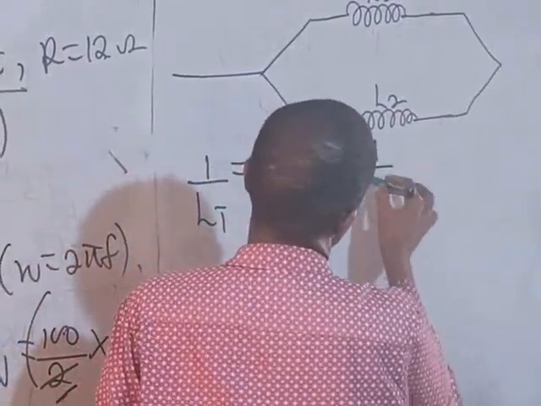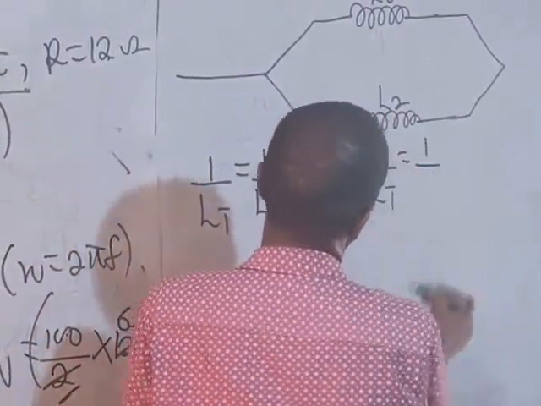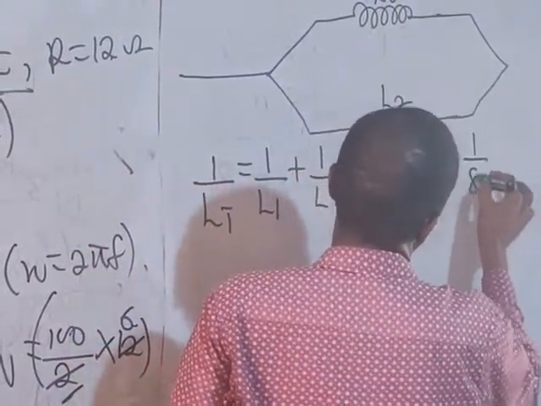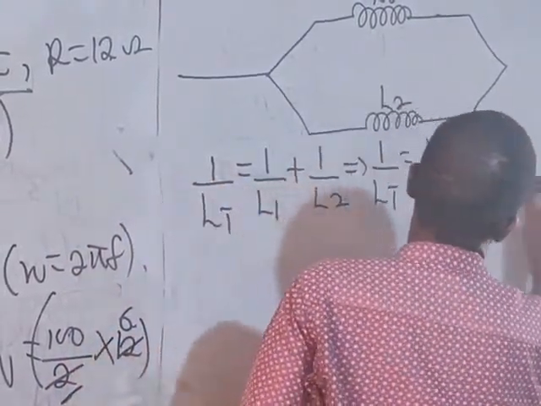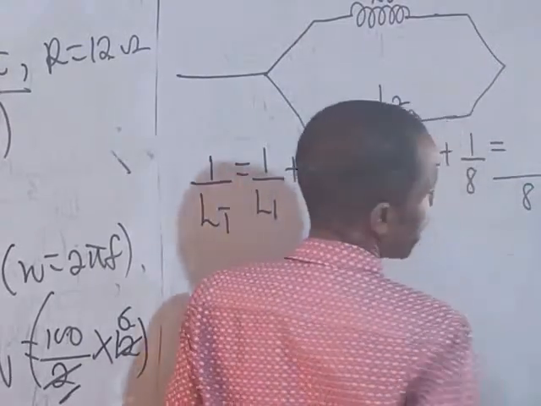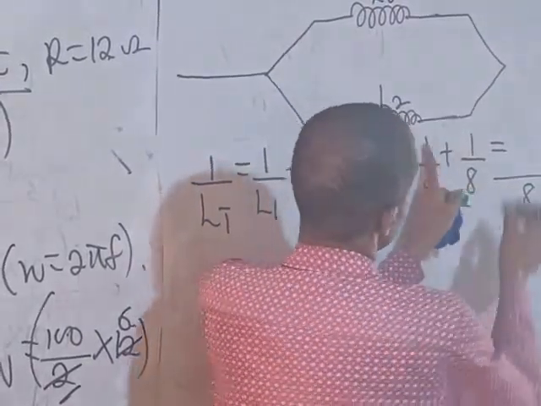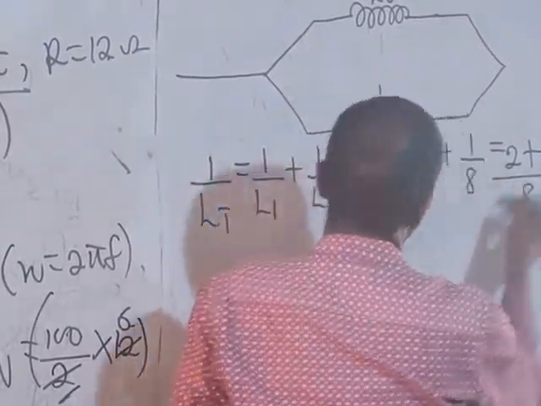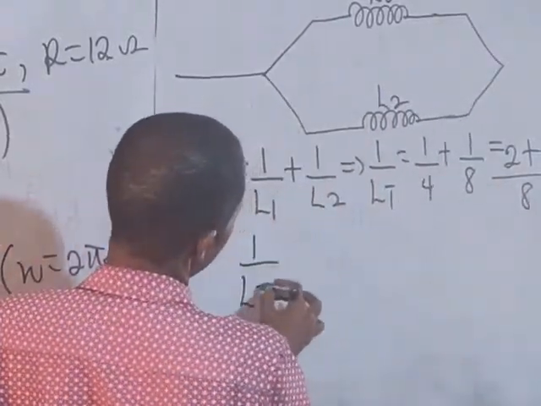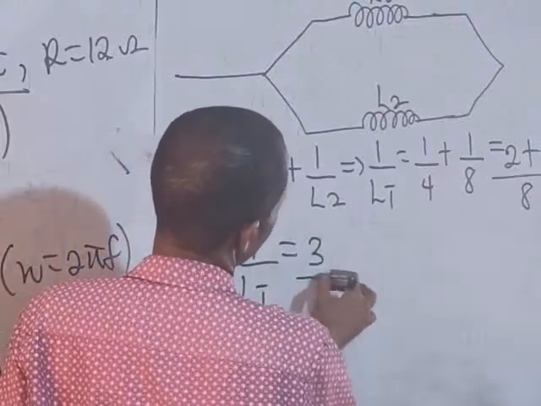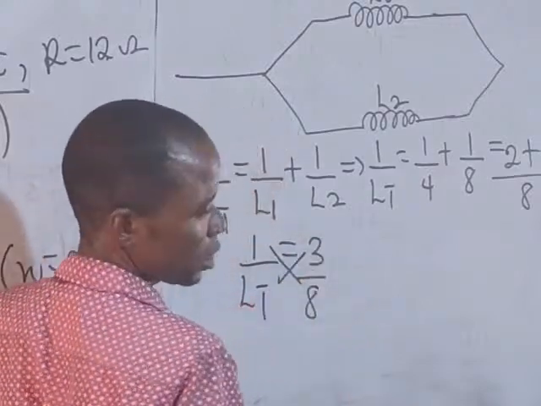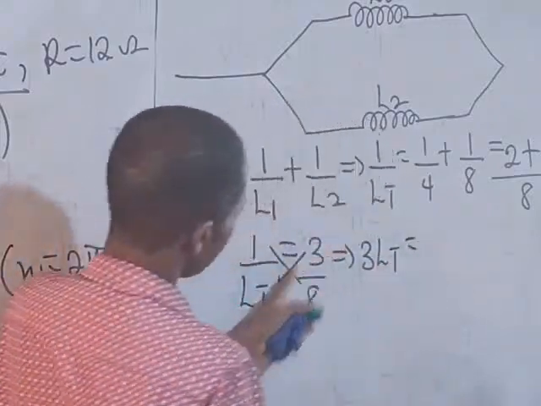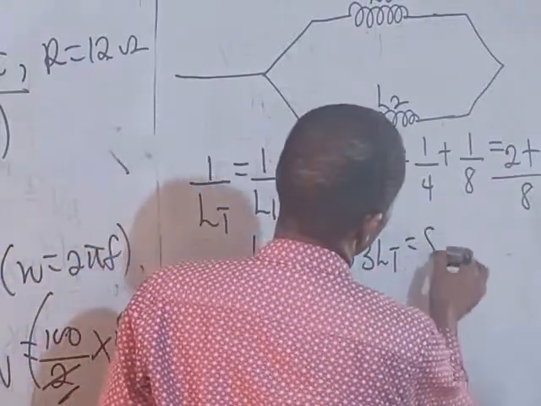So that's going to be 1 over L total is equal to 1 over L1, that's 4, plus 1 over L2, that's 8. The LCM of 4 and 8 is 8. 4 goes into 8 two times, 2 times 1 is 2, plus 8 goes into 8 one time, 1 times 1 is 1. So 1 over LT is equal to what? 3 over 8. If you cross multiply, we are left with 3 LT equals 1 times 8, that's going to be 8.